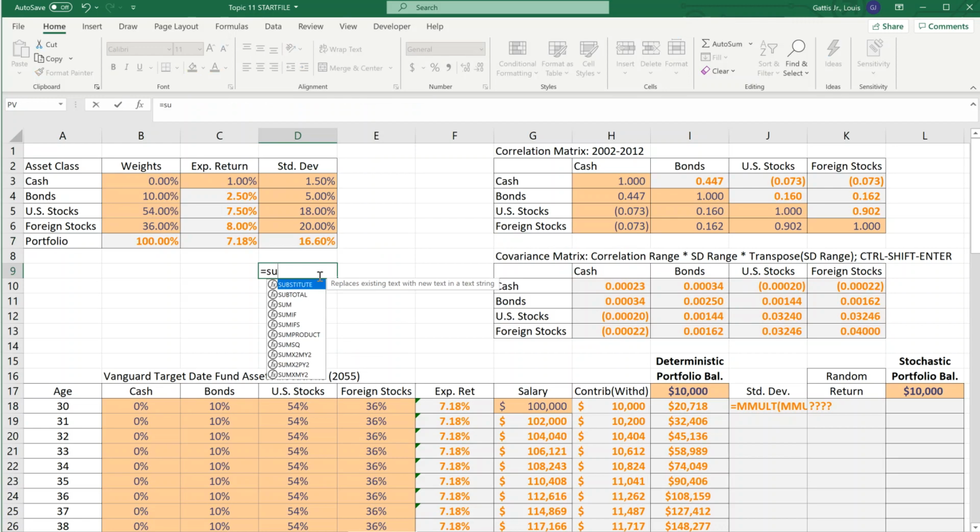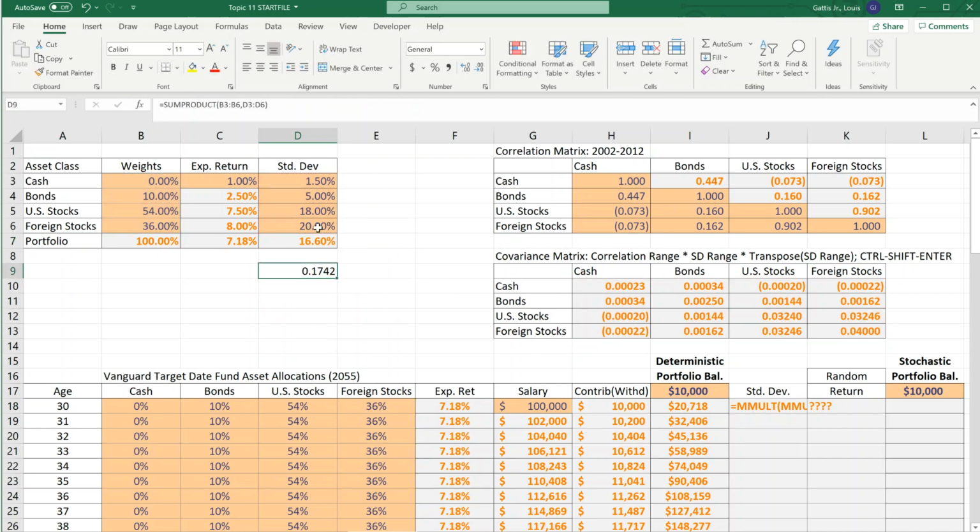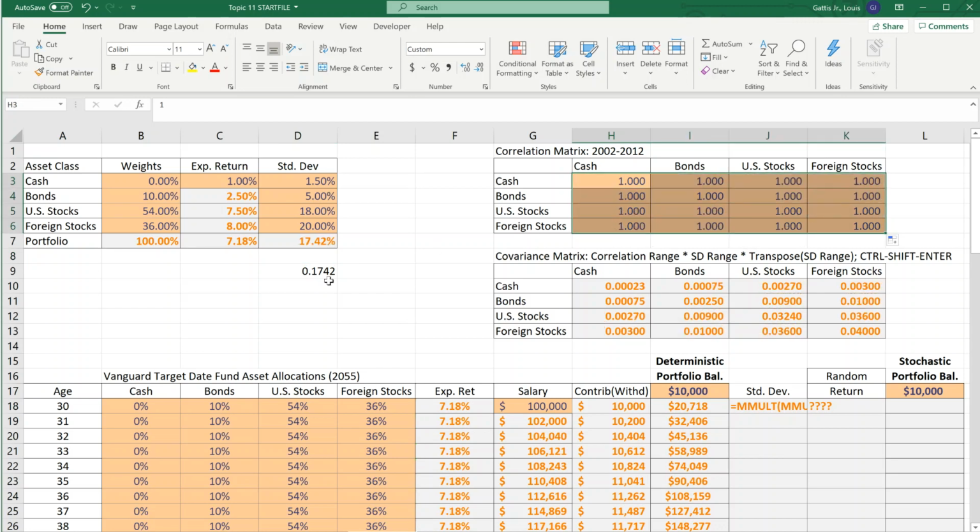Notice if I did a sum product using the weights and the standard deviations, I'd get 17%. So that difference between 17% and 16.6 is the diversification benefit, given that all these correlations are not 1. Actually, if I changed all these numbers to 1, I could prove it to you. The standard deviation becomes the weighted average because there would be no diversification benefits. They all move exactly together. So I'm going to put that back.